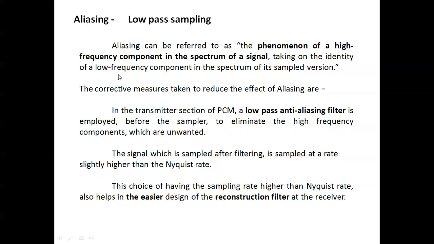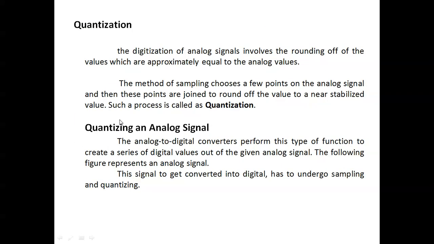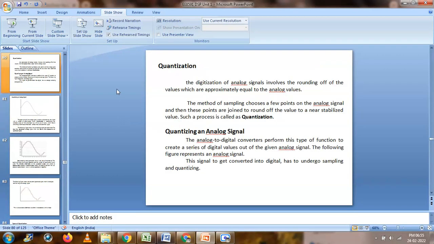The high frequency components are eliminated by the low pass filter, so the aliasing effect is prevented by this anti-aliasing filter. Finally, we can do reconstruction when the analog to digital and digital to analog conversion is completed, and the reconstruction filter gives a good result. The optimum sampling interval depends upon the maximum frequency component present in the signal. So this is sampling and sampling interval, and quantization we will discuss in the next video.